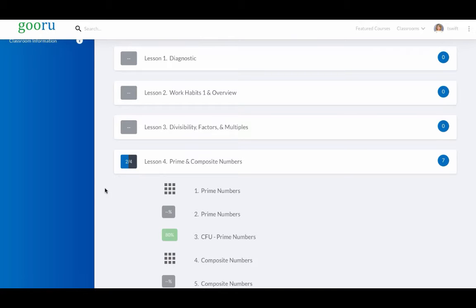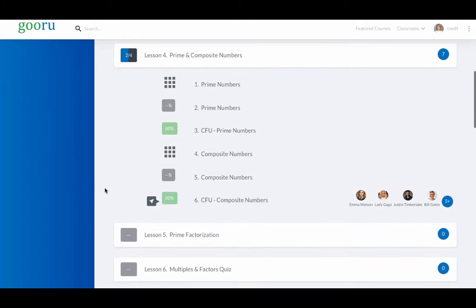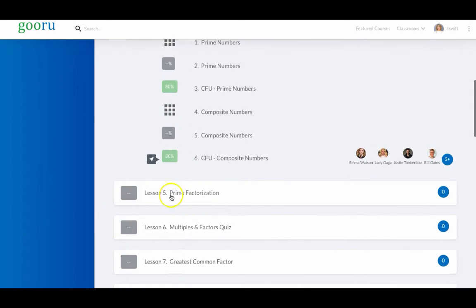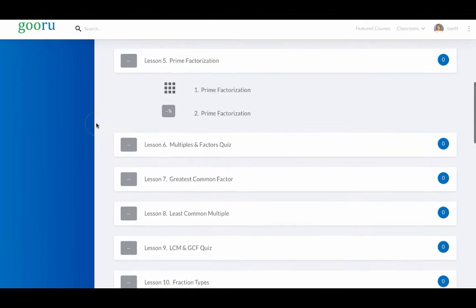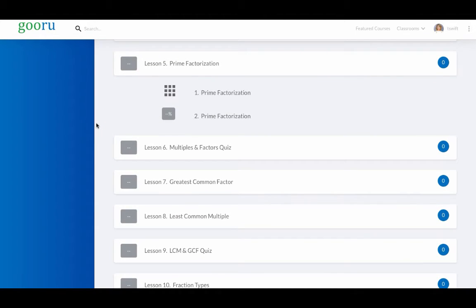However, if we were this student, we may either identify a past assessment, or perhaps we're ready to move on, and we're going to move into prime factorization. Our homework would therefore be this prime factorization assessment.